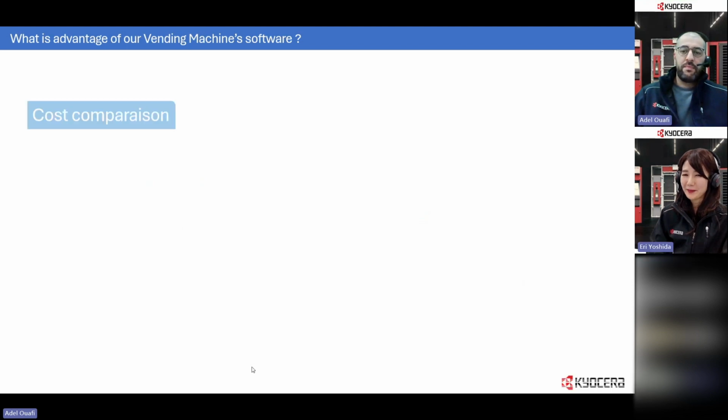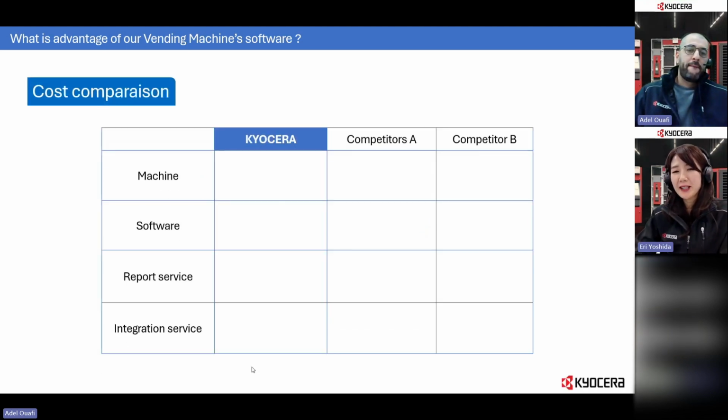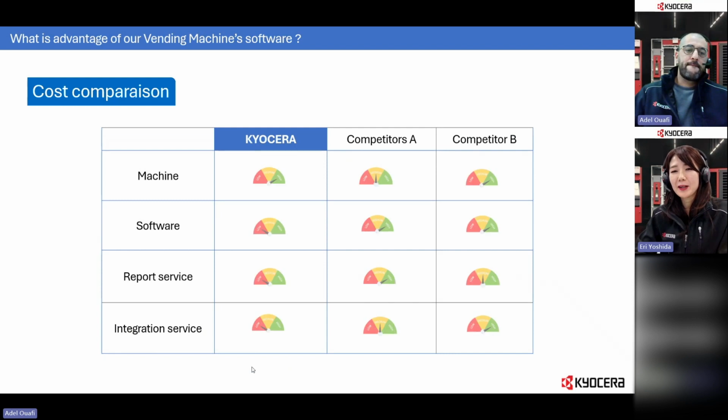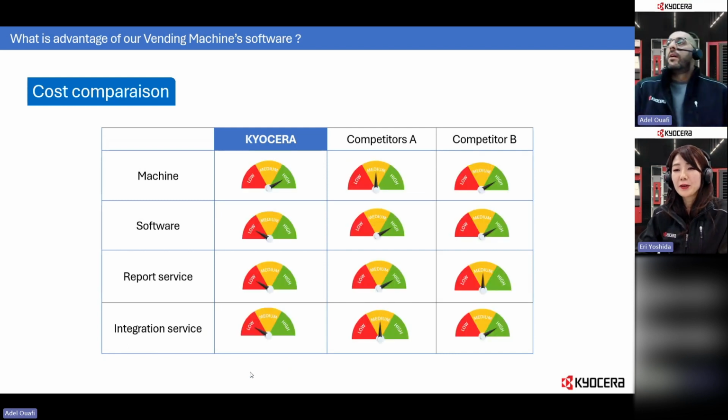You're welcome. Yeah. So today we have seen many useful features of our software, but also its cost competitiveness, as Adele explained. In terms of cost, we summarize that our machines are more quality oriented, but also we have quite a price advantage on all IT services related to the software, like report customization or ERP integration. So in total, we would say our service is also price competitive.